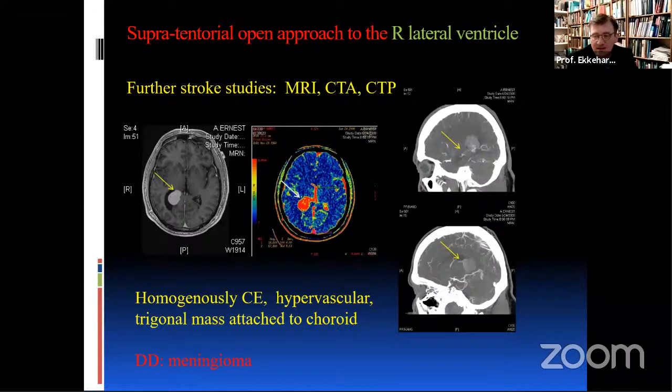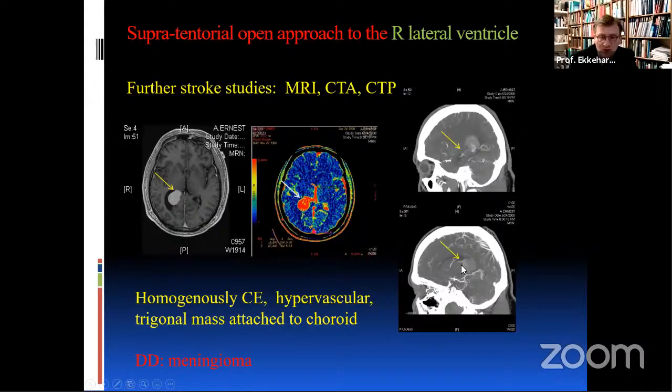We also had, by chance, the CTA and MRP and CTP studies. So you see it's a homogeneously contrast-enhancing lesion, very hyperperfused with the vascular pedicle inferior, anteriorly, and superiorly to the choroid plexus attachment. So clearly looked like a meningioma to me.